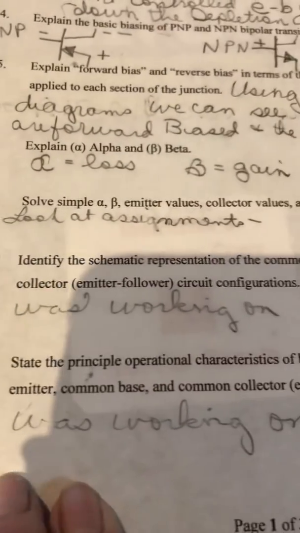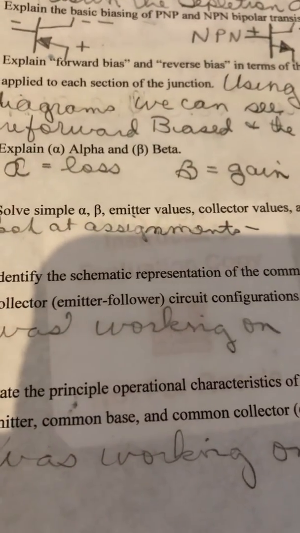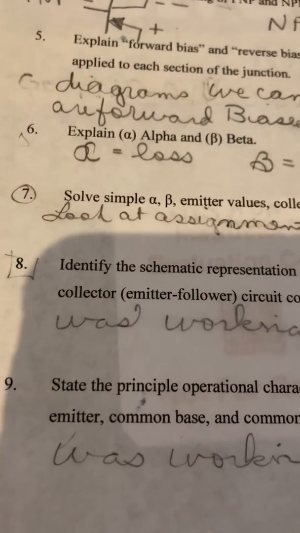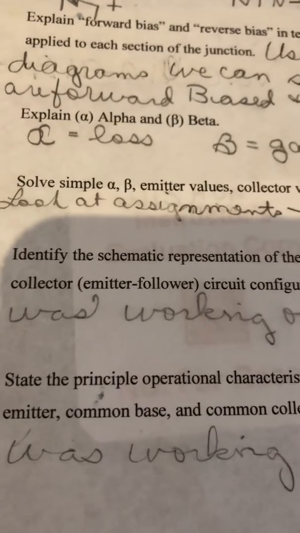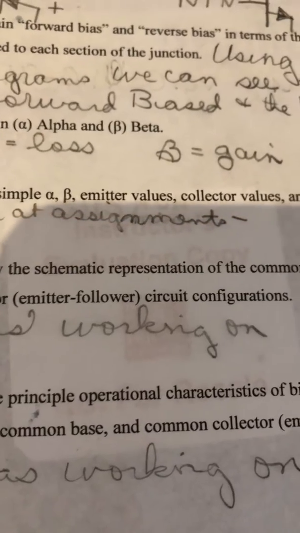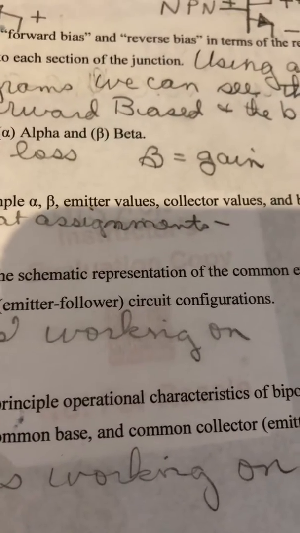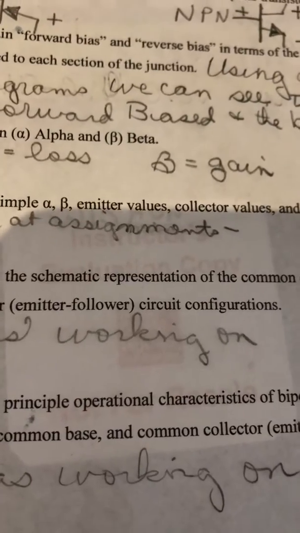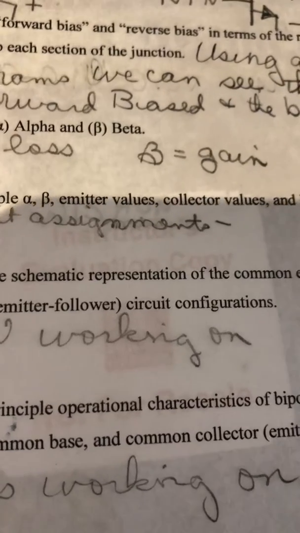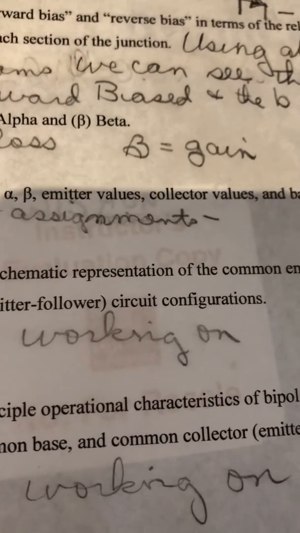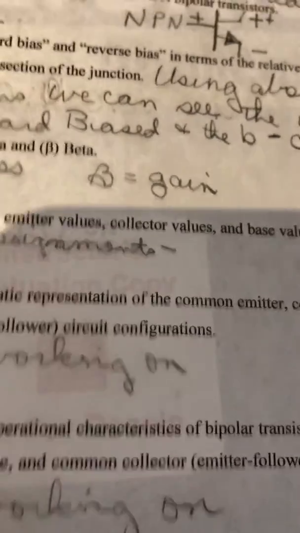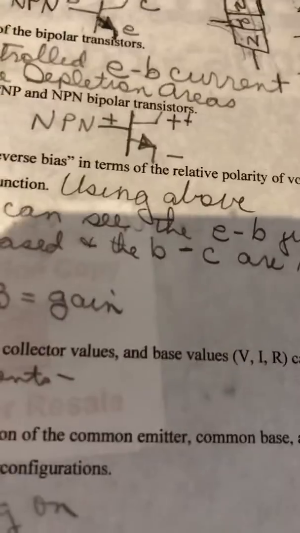Numbers 8 and 9, I'm just going to briefly cover because we have not really talked about those yet. 8 states to identify the schematic representation of the common emitter, common base, and common collector (emitter follower) circuit configurations. That's some of the stuff I've posted online, but we'll cover that in more detail later. 9, state the principal operational characteristics of bipolar transistors used in the common emitter, common base, and common collector or emitter follower circuit configurations. Again, this is where we left off with 8 and 9. We have not talked about those yet.